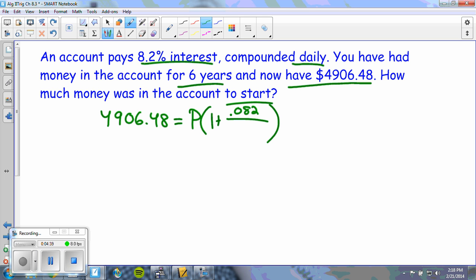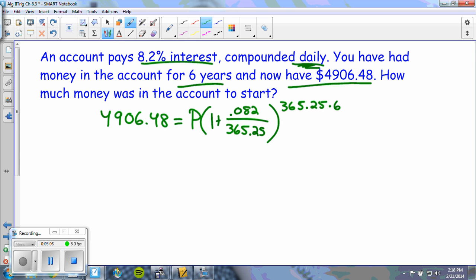This is being compounded daily. Daily, daily, daily. Well, there's actually 365.25 days in a year. You have to worry about leap year. You have to worry about that extra day that comes every 4 years, so that extra quarter of a day every year. In investing, they tend to do this. They worry about the leap year. It's to the 365.25 times 6.